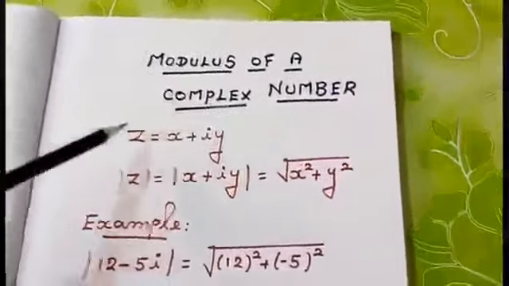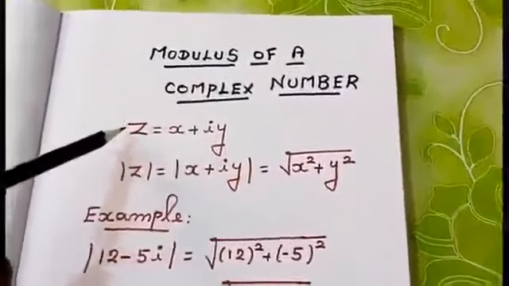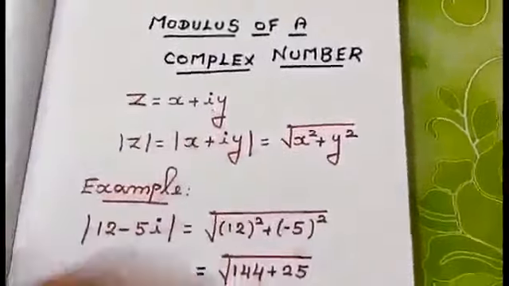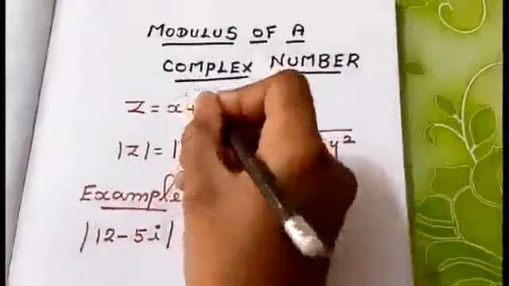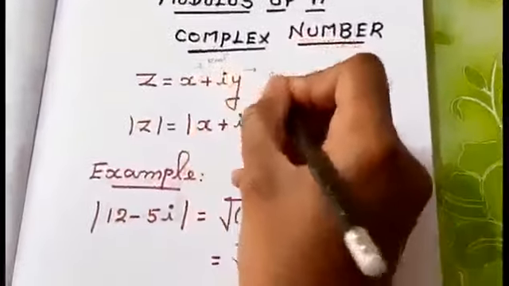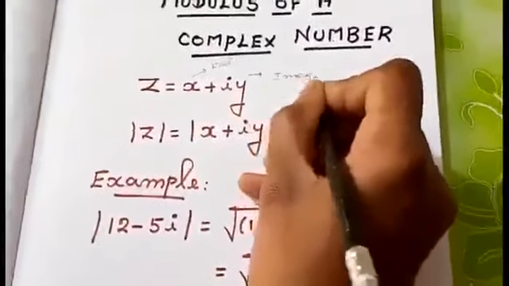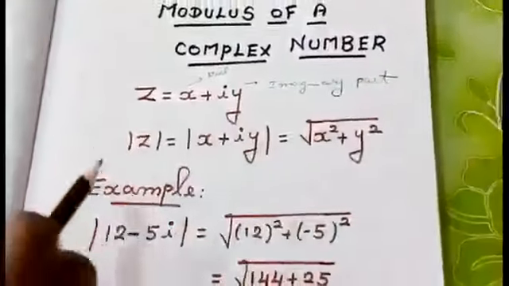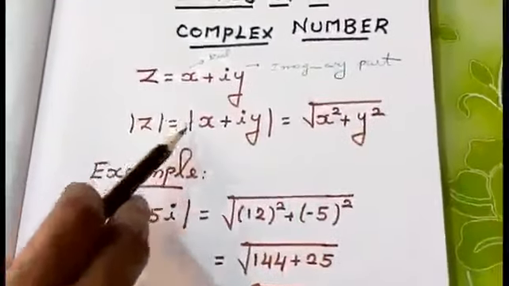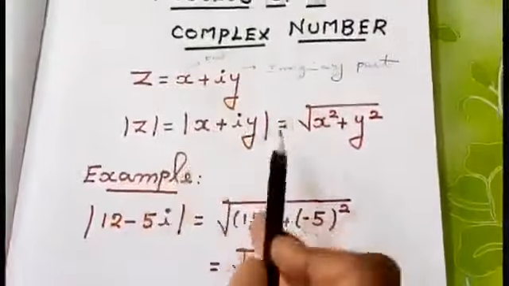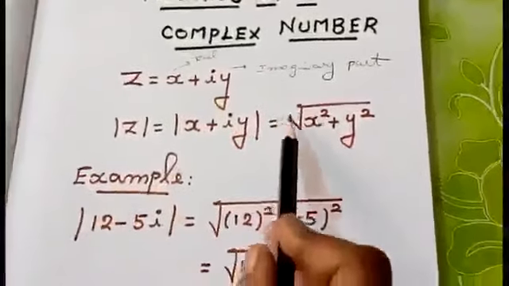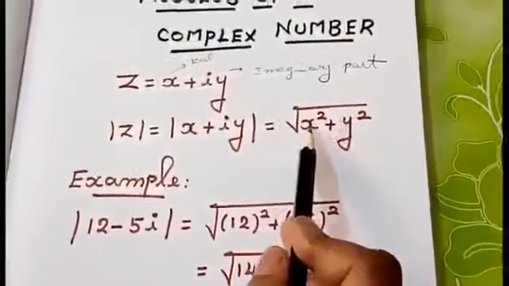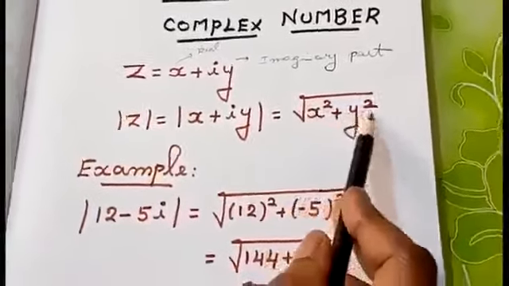For the modulus, I am going to take the complex number z, which can be written as x plus iy. Here, x is the real part and y is known as the imaginary part. Modulus of z can be written as modulus of x plus iy. In turn, it is written as root of x square plus y square, which means real part the whole square plus imaginary part the whole square.